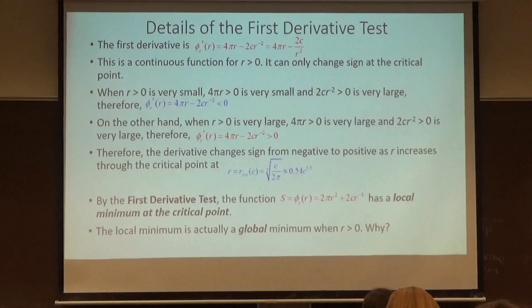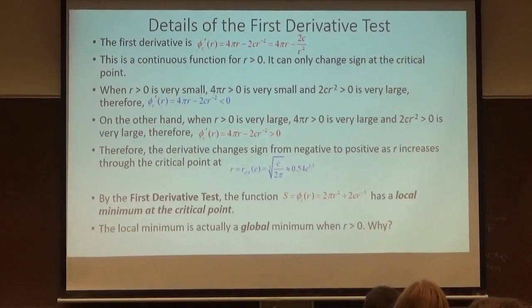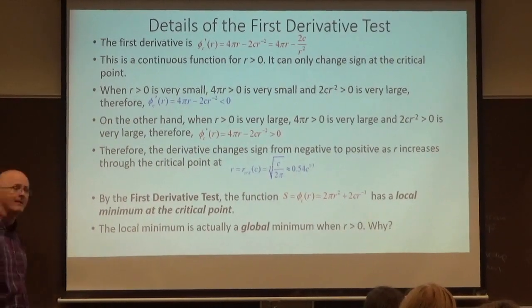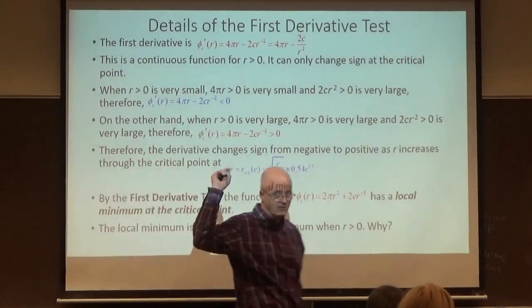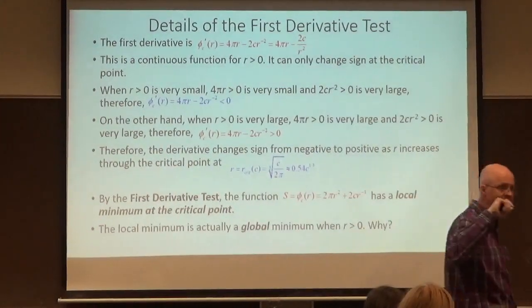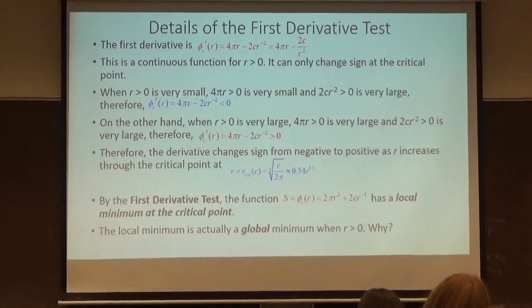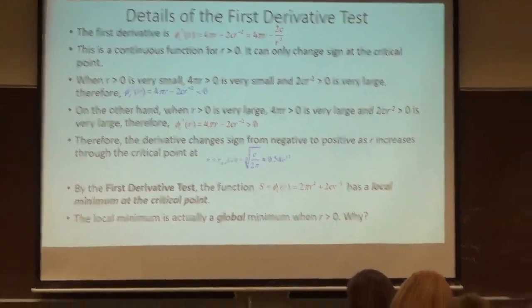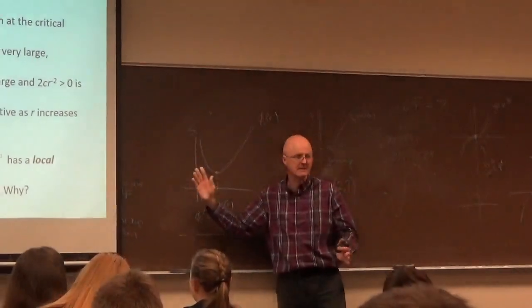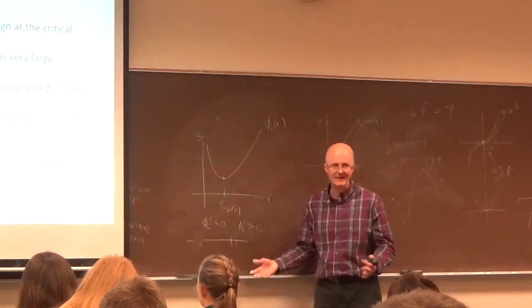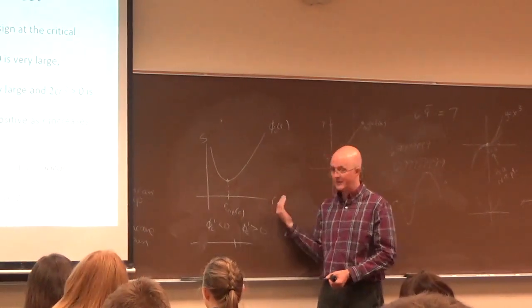The local min is actually a global min when r is positive. Can you give a reason why, even based on what I've said so far? The first derivative test only guarantees a local min. But I'm saying it's global. That's the low point, at least when r is positive. I'm not worried about what happens when r is negative because that doesn't apply to the situation. You can't have a negative radius. I only care about this part.